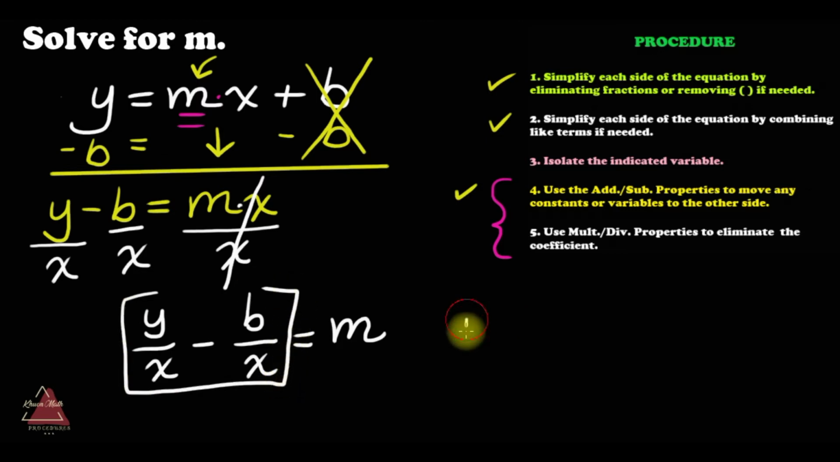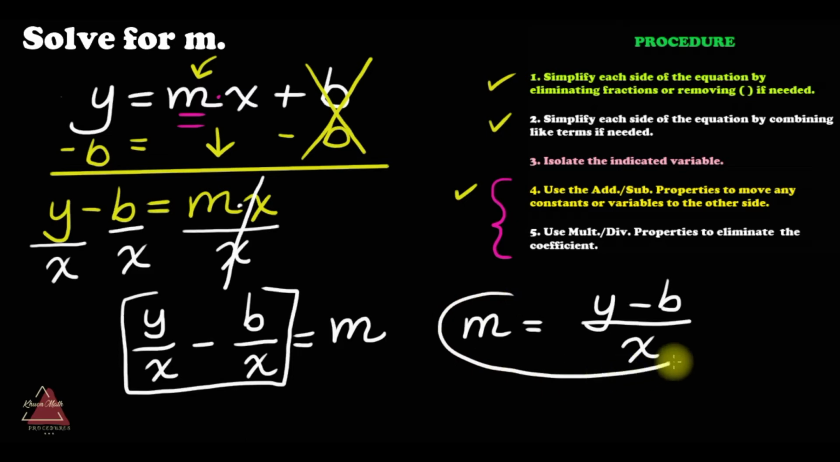Okay, so this is what m is. We can rewrite that into one fraction, so it'll be y minus b. You can do it because you have the same denominator, and that whole thing over x. So that's what m is.